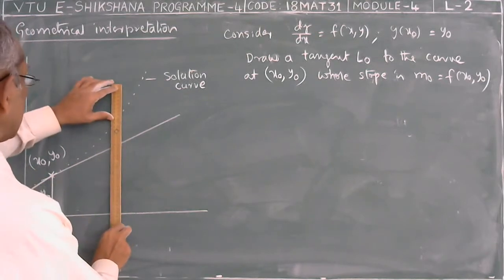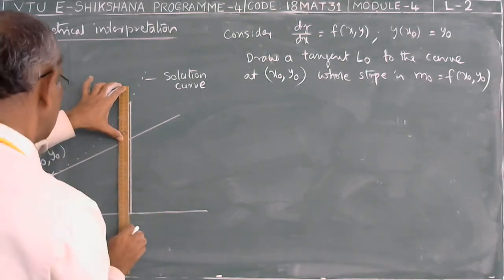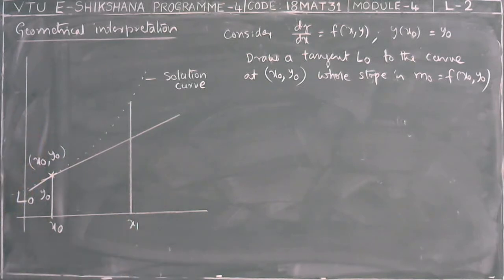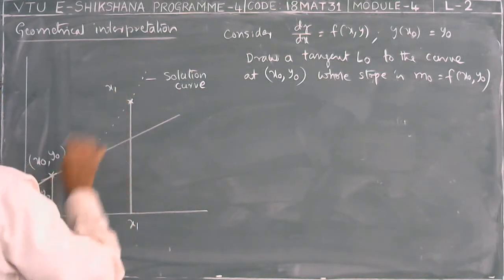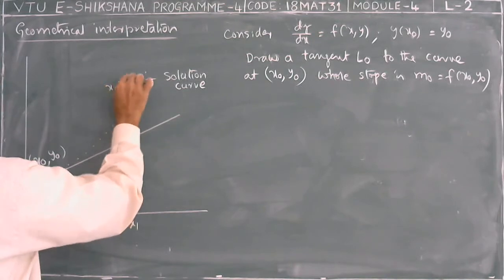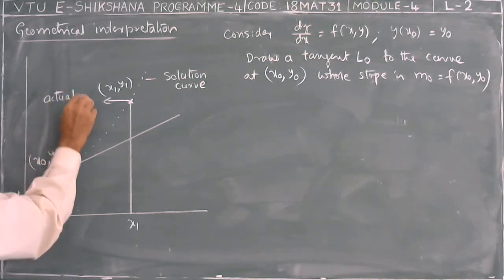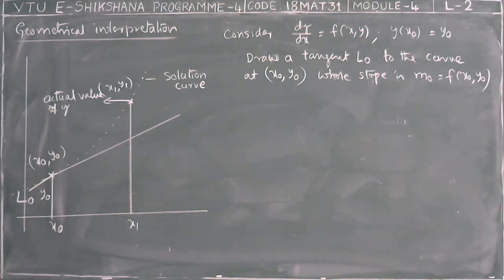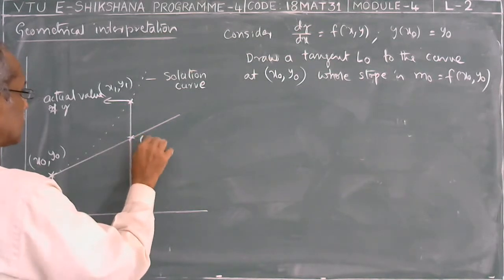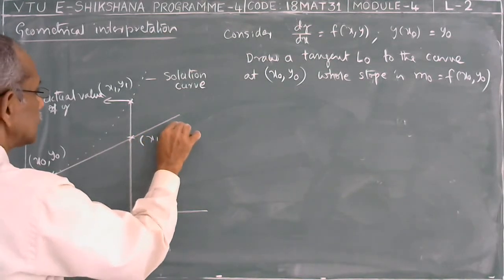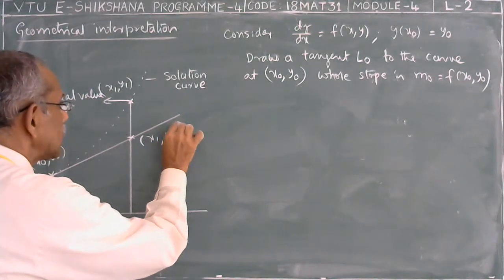Let us say we are interested in finding the value of y at x is equal to x1. As you see, this is the actual value. Let us say this is x1, y1, the actual value of y. Then you determine, so let us draw this as x1, y1 0. That is the value of y at x equal to x1. That is, you call it as y1 0.